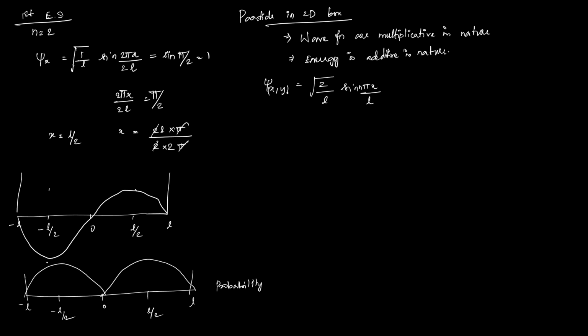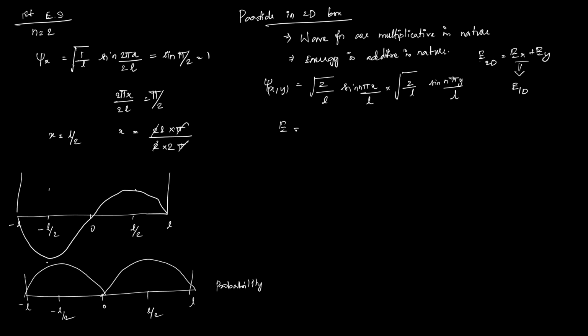And your psi y is equal to root 2 by L sin n pi y by L. Since wave functions are multiplicative in nature, these are multiplied. And energies are additive, so E total, or E 2D, is equal to E of x plus E of y. E of x is the energy in one direction, as in a 1D box, represented for one direction.